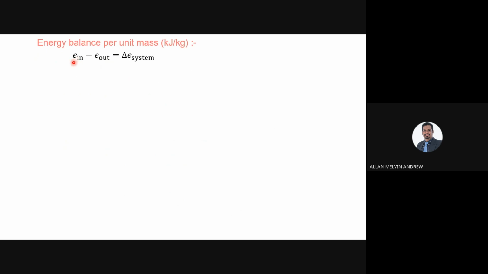Okay, so if the question is mentioning smaller e, e in minus e out equals the change in the system, this is for per unit mass. Either the question is giving smaller e itself, or it mentions per unit mass, or it gives the values in kilojoule per kg. All these are indications that the question is related to per unit mass. So e in minus e out equals the change in energy of the system per unit mass.